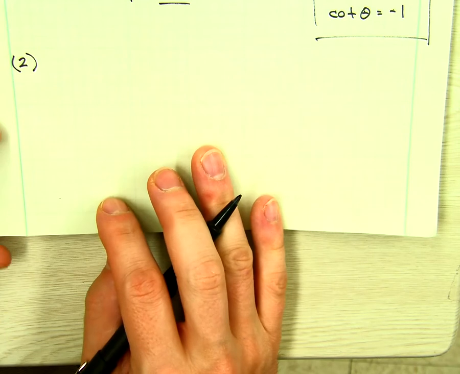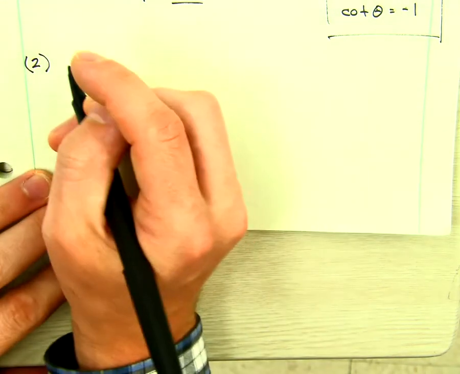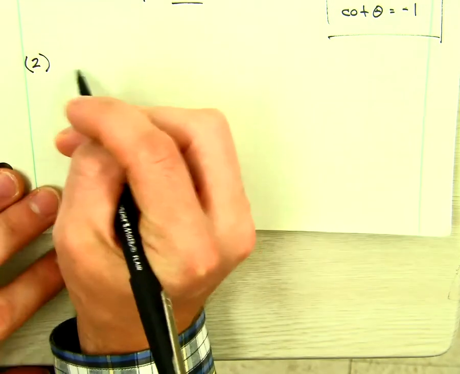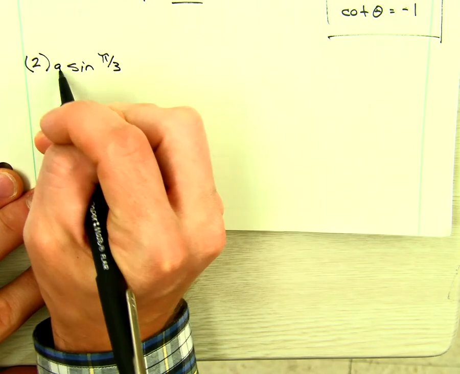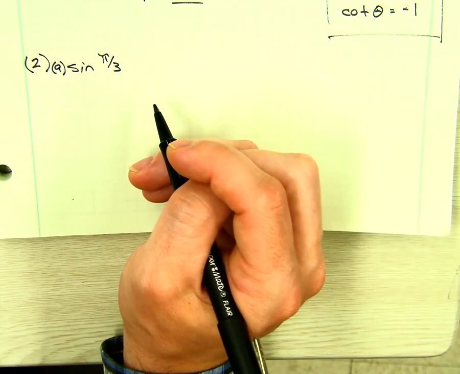unit circle on the quiz, which is something that I'm going to have you guys do. I'm going to give you some values. For example, the sine of pi over 3, let's say 2a here, sine of pi over 3, and I want you to tell me what that value is.